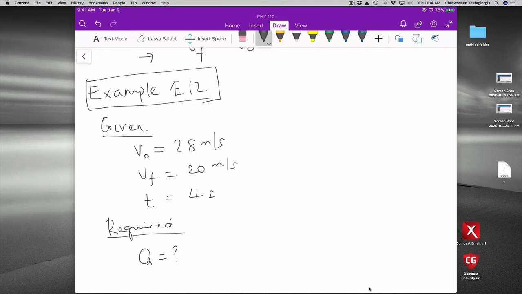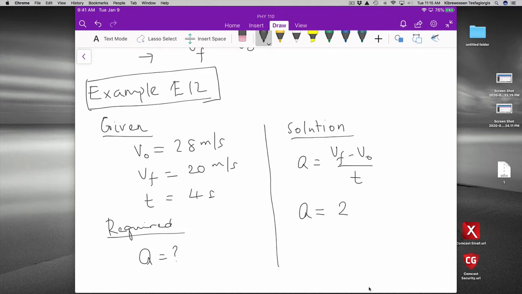Okay, so to find the solution, the best way is just to pick the right equation. From the very definition of acceleration, we know that acceleration is the rate of change in velocity. That means the final velocity minus the initial velocity divided by time. So now you have the right formula that you picked for your solution. Then now it's a matter of substitution. Your final velocity is 20. Your initial velocity is 28 meters per second, okay? And then your time is 4.